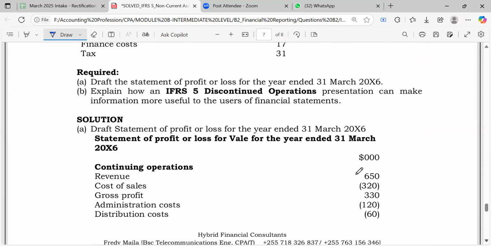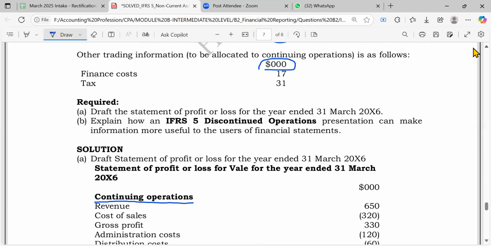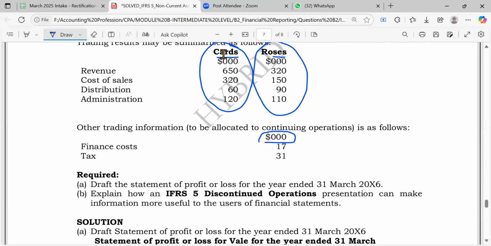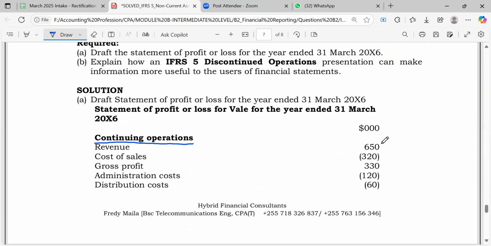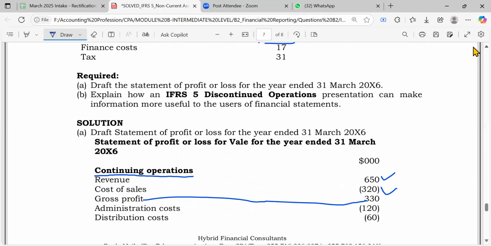So you come here, you show your draft statements, you write here continuing operation. You have the revenue, you can just look it up there. Revenue 650, cost of sales 320, right? So revenue 650, cost of sales 320. You deduct and you get your gross profit. 320, that's fine.